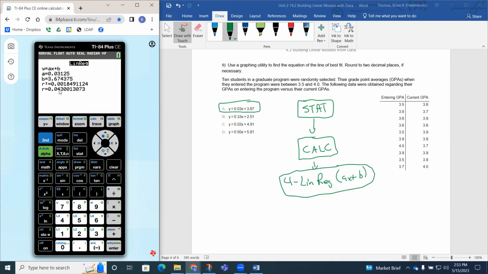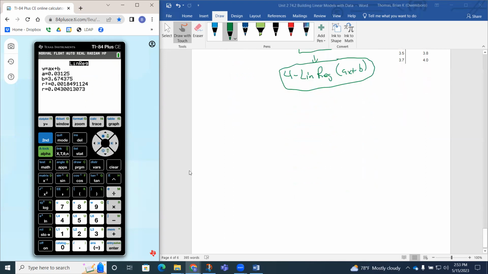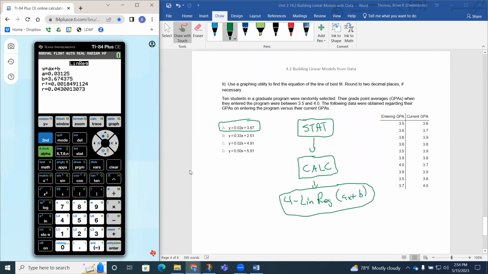So that's not very close to 1. So it looks like an entering GPA and an exiting GPA are not really all that closely related to each other based on what we're seeing there from the scatter plot. So we have a line of best fit, but would it be a good predictor of anything? Probably not.